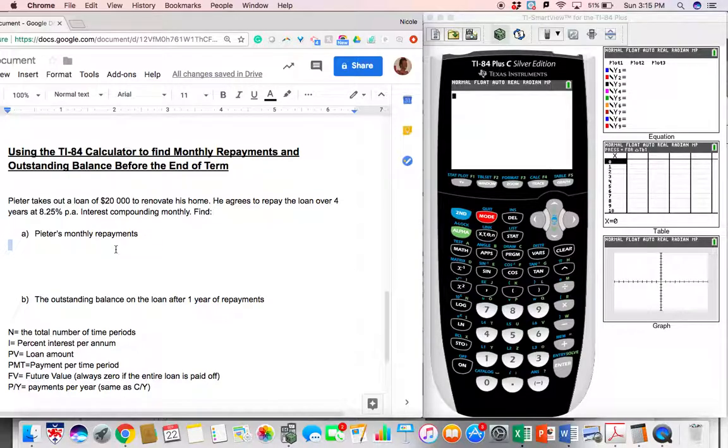So let's say I borrow some money and I am going to pay it back over the space of, let's say, 4 years. The outstanding balance before the term is over is any amount that is left to be repaid before that 4 years runs out. So that is a very useful skill.